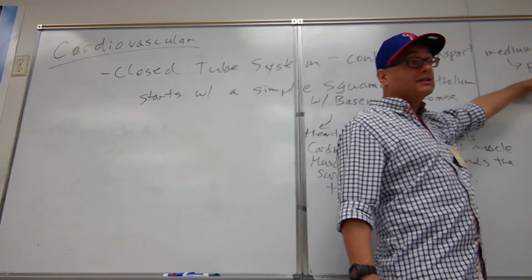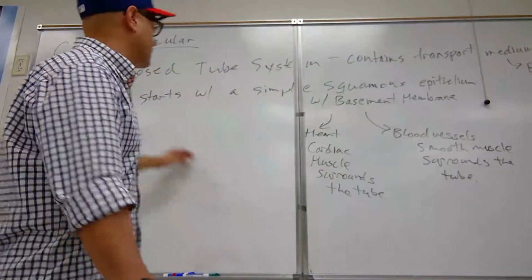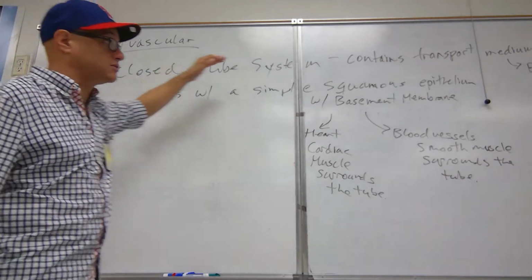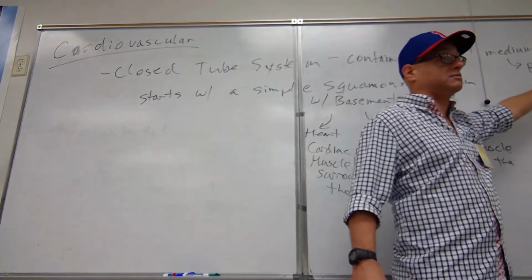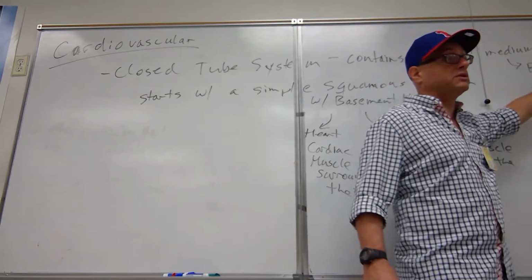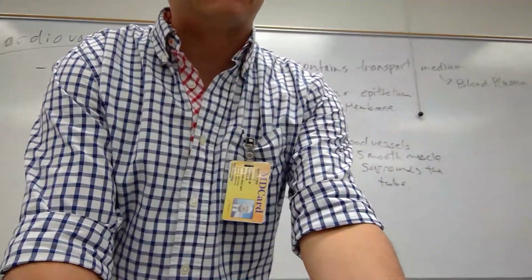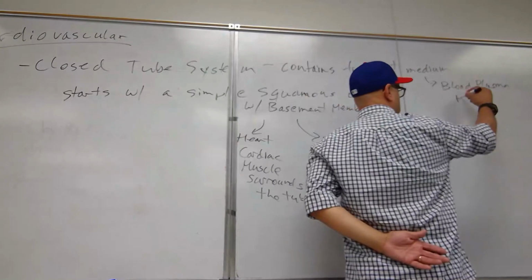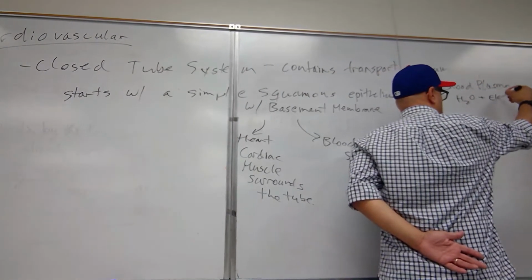All right, so blood plasma, right? Just to review, because we got cut off and now we're recording again. Cardiovascular system, closed tube system, contains a transport medium in it. That transport medium is blood plasma. That blood plasma consists of, what does blood plasma consist of, guys? It consists of water, yes, plus electrolytes.